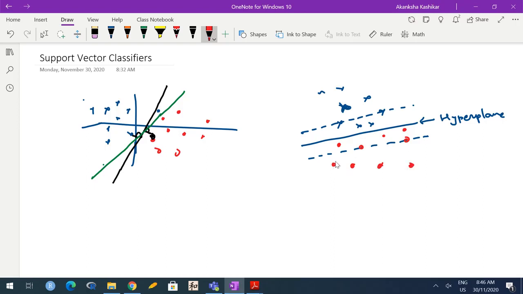Another possibility is allowing actual misclassification, meaning allowing some points to go somewhere here or here, and points from this class to come somewhere here or here.